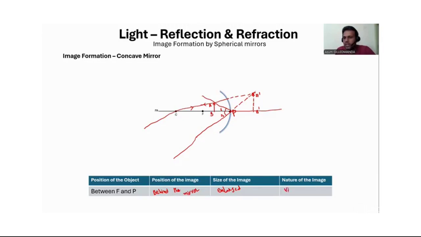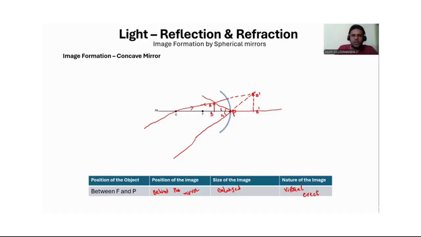And what is the nature of the image? The nature of the image is virtual. So this is the only scenario in the concave mirror where you get a virtual image, and it is also an erect image. In all the other scenarios that we looked at for image formation by concave mirrors, we got real and inverted images on the same side of the mirror. This is the only scenario where we get a virtual, erect image behind the mirror, and the position of the object should be between F and P. So these are the various scenarios, guys.